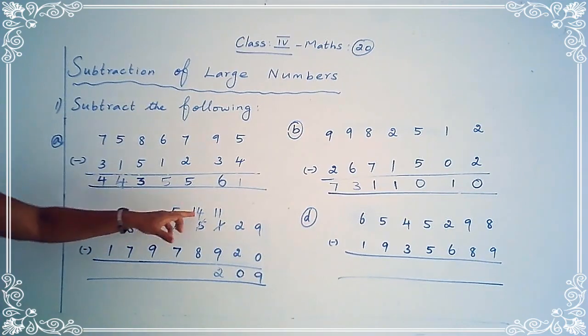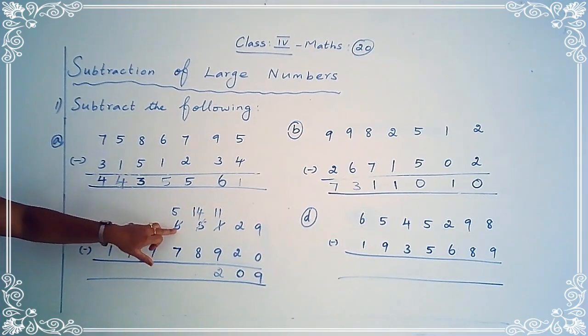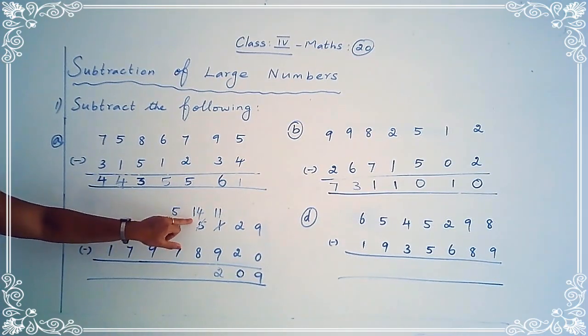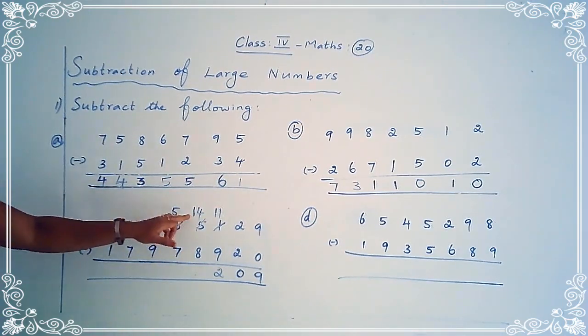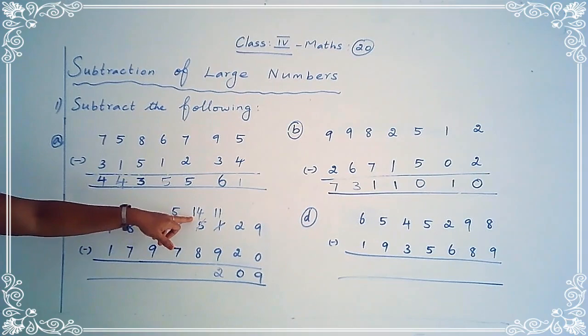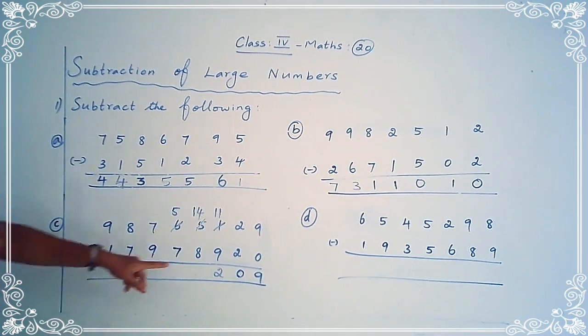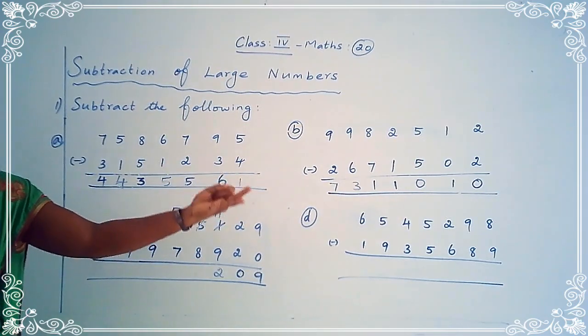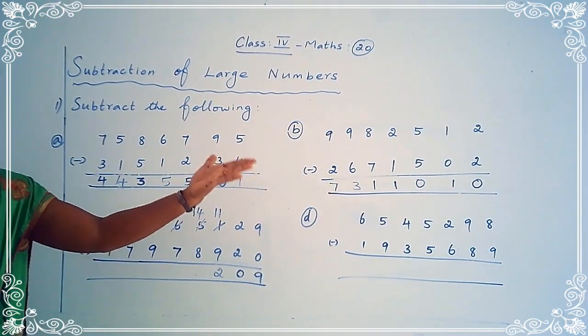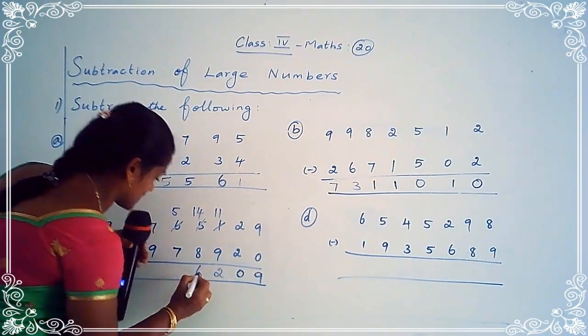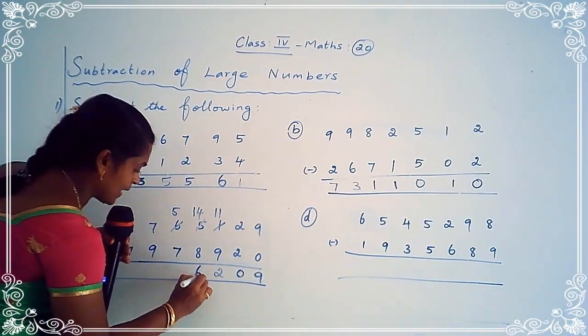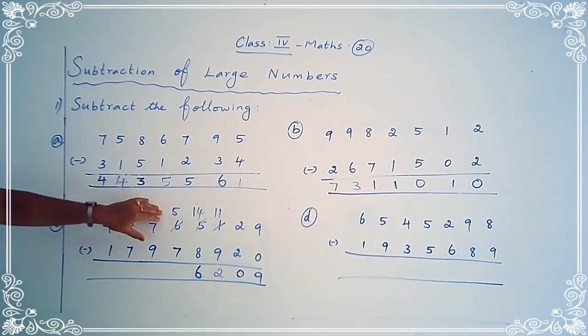Clear children? There is 4, and we add 1 to it. When 1 goes from 6 it becomes 5. So 6 becomes 5 and 4 becomes 14. Now you subtract 14 minus 8. Here 14 is the greater number, so it can be subtracted. Counting after 8: 9, 10, 11, 12, 13, 14. So 14 minus 8 is equal to 6. Clear? Yes. Now you come to the next place.